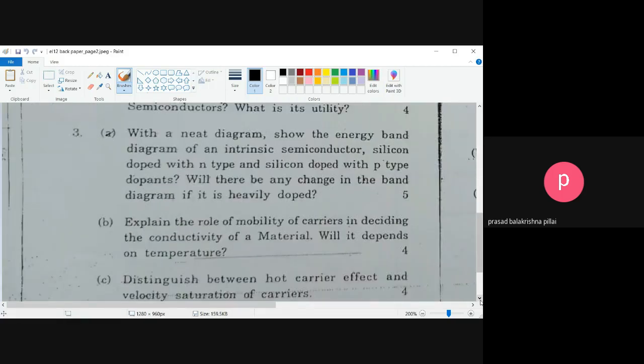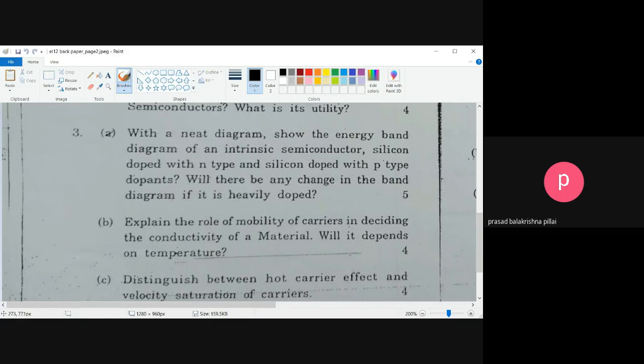If you are not able to, heavily doped means the important difference is that the Fermi level will go into the conduction band or the valence band. It is both cases, N-type and P-type. In one case it will go to the conduction band or very close to it, and in the other case it will go to the valence band. Heavily doped means degenerate.